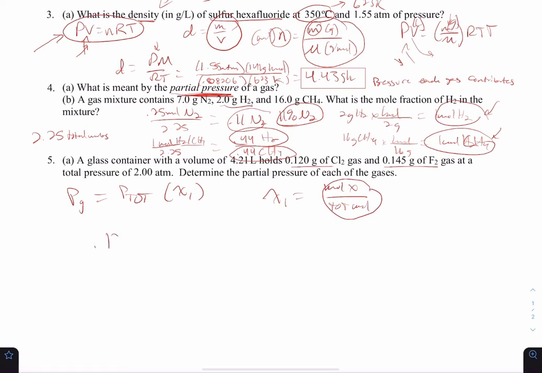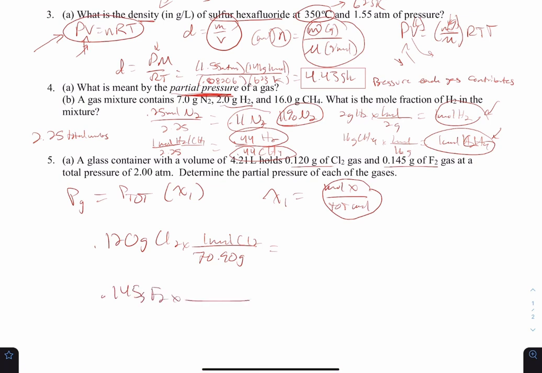So in this case, I'm going to take 1.20 grams of Cl2 and turn it into its number of moles, using 70.90 grams per 1 mole of Cl2. And then we've got 1.145 grams of F2, and that's about 38 grams of F2 for every mole of F2. Here I get about 3.82 times 10 to the negative 3 moles of F2. And for the chlorine, I get about 1.69 times 10 to the negative 3 moles of Cl2.